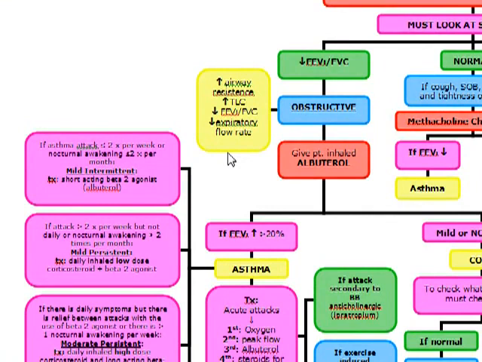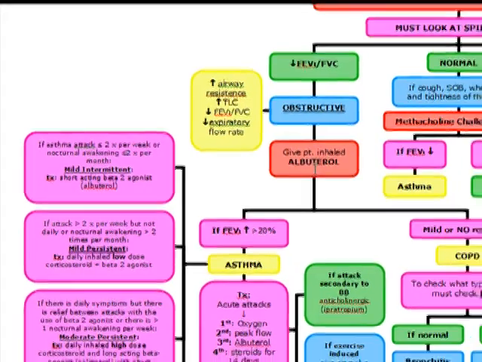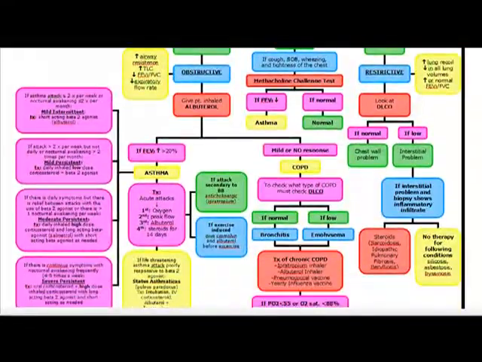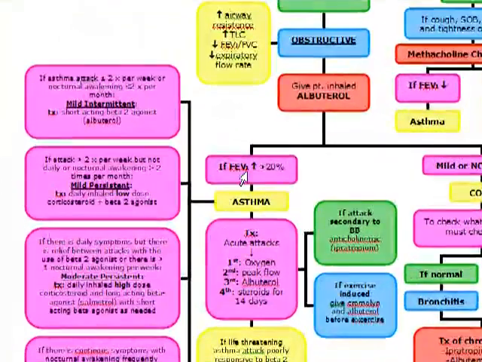Now, how do we distinguish what type of obstructive disease it is? We're going to give the patient a trial of albuterol. And basically, once we give the patient a trial of albuterol, if the FEV1 is raised more than 20%, we've made our diagnosis of asthma.